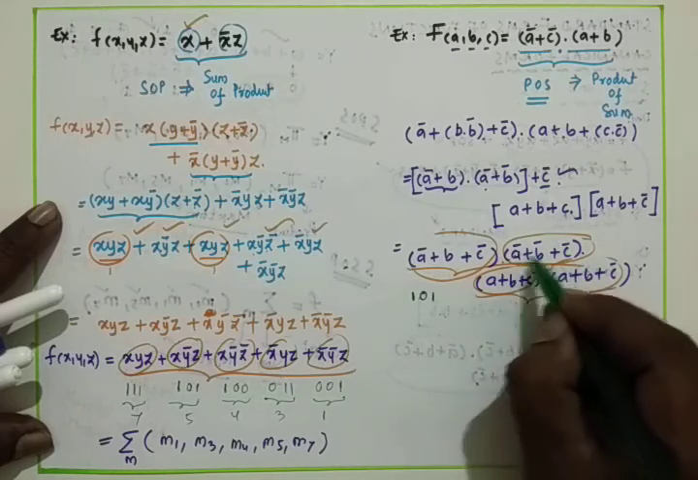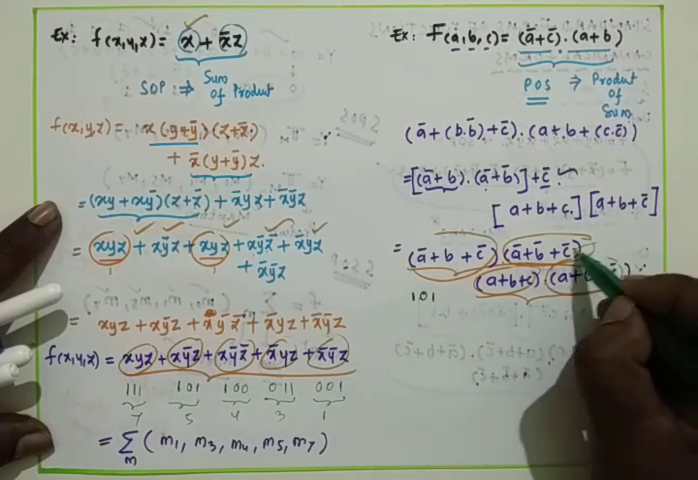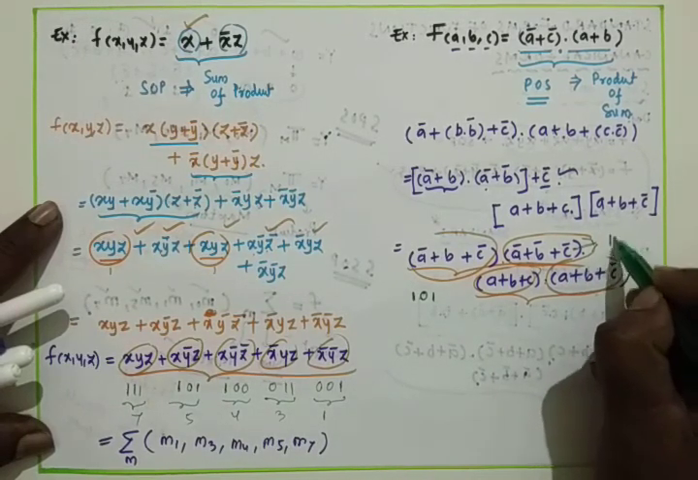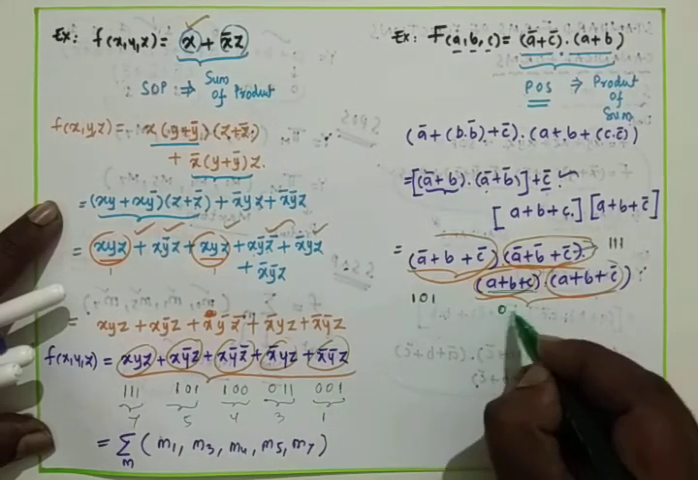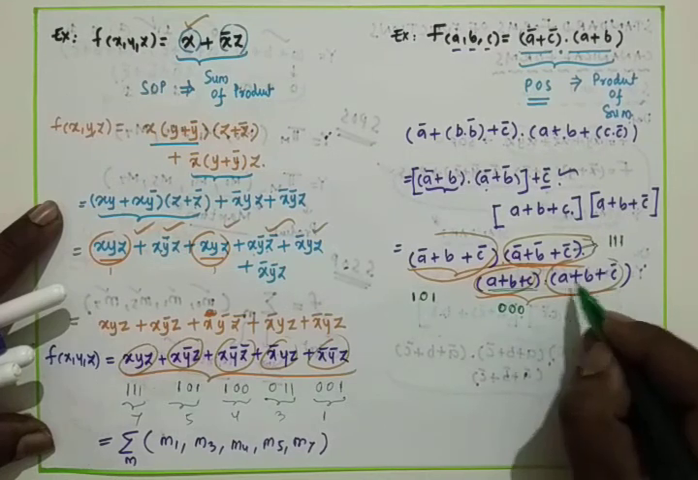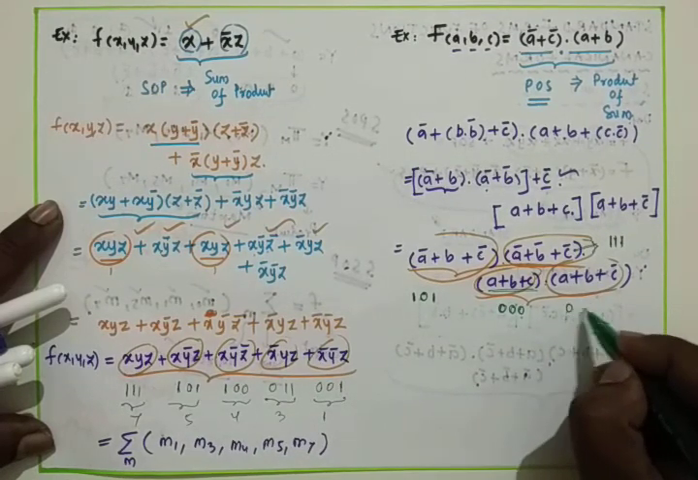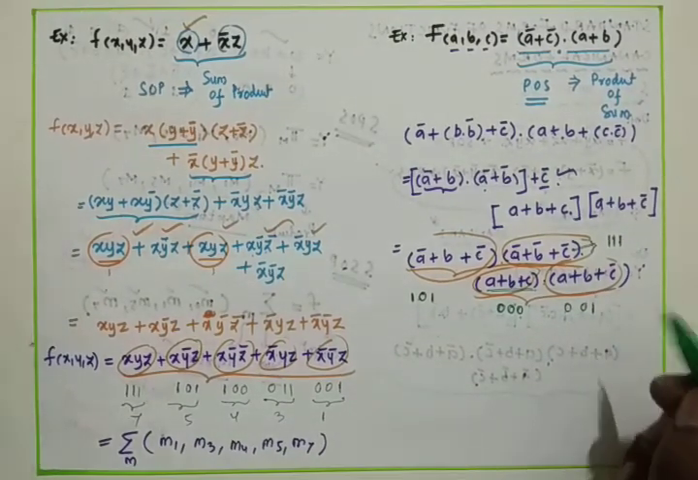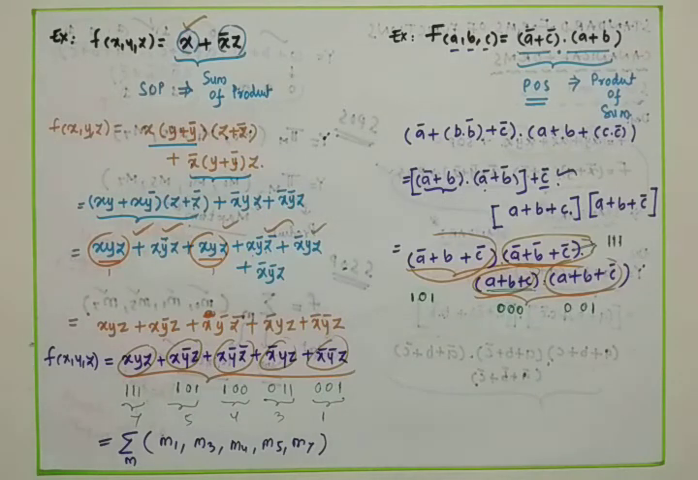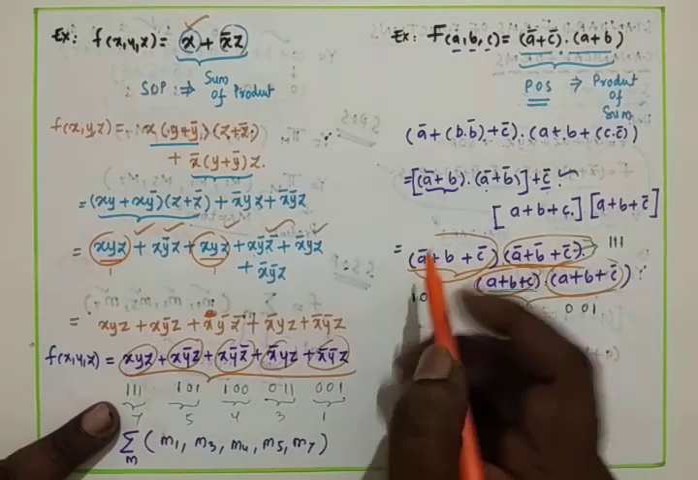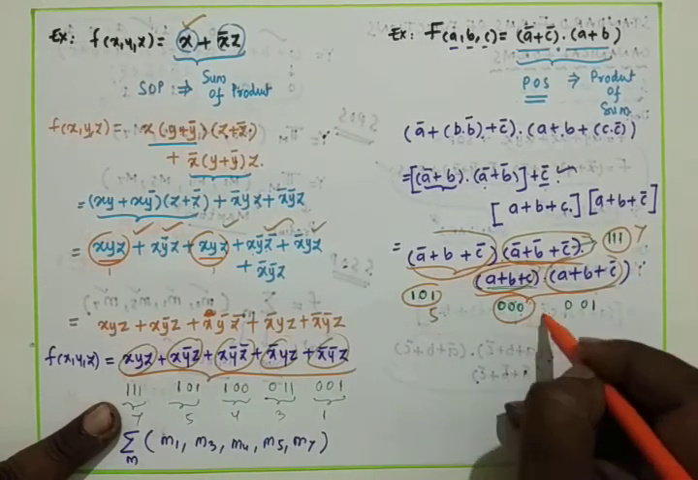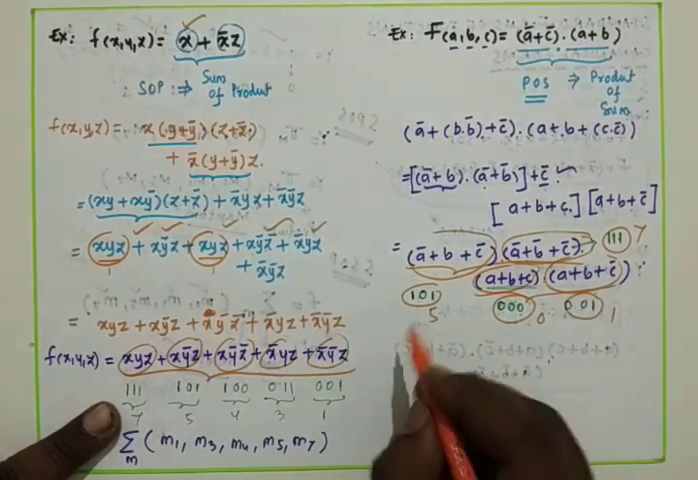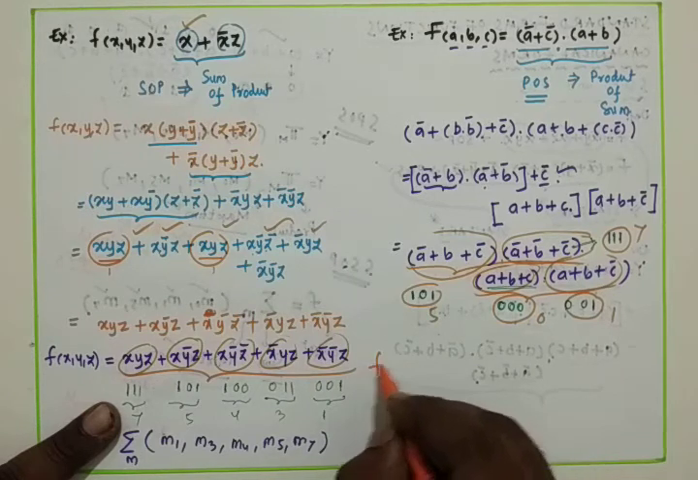Coming to this one, all 3 are complemented, so 1, 1, 1. And here all the 3 are uncomplemented, so 0, 0, 0. Here, uncomplemented 0, 0 and complemented 1. So we get 1, 0, 1 and 1, 0, 1, which is nothing but 5 and 7, and it is 0 and it is 1.